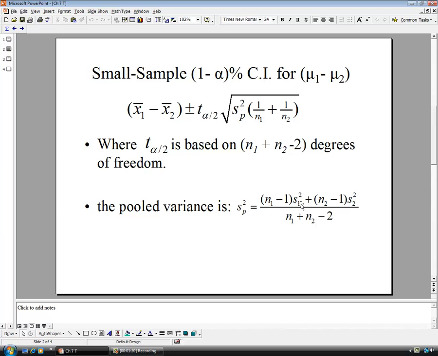So we take each variance, so the variance for sample 1, s1 squared, multiply it by its degrees of freedom, which is n1 minus 1, add that to the variance of the second sample, and multiply it by its degrees of freedom, n2 minus 1. And we're going to divide it by the degrees of freedom for the combined values, so n1 plus n2 minus 2, and if we add up these two values, that's what we'll get anyway. And our t-distribution is going to be based on this n1 plus n2 minus 2 degrees of freedom.